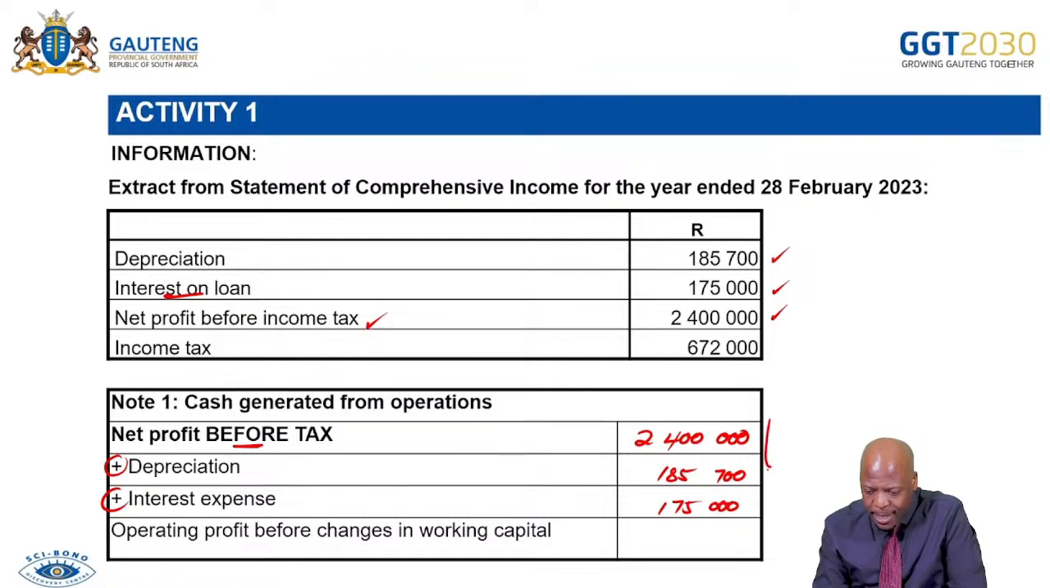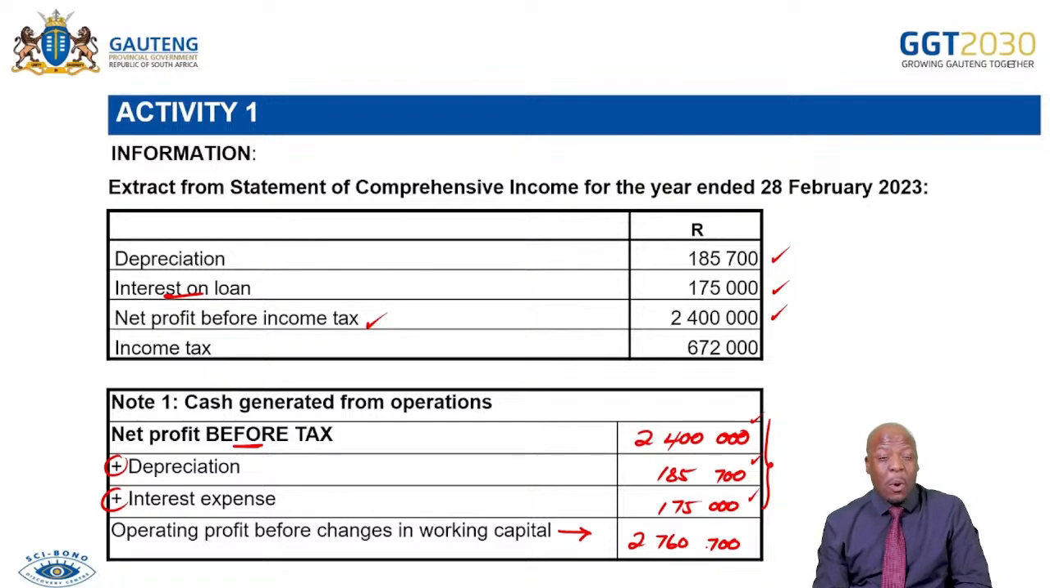So it means now I can add these three figures and it should give me my operating profit before changes in working capital. Now, pull out your calculator. You're going to say 2,400,000 plus 185,700 plus 175,000. Did you get those three figures? I'll repeat them again for you. It's your 2.4 million plus the 185,700 and the 175,000. Once you have those, you now have your 2,760,700. That therefore gives you your operating profit before changes in working capital.